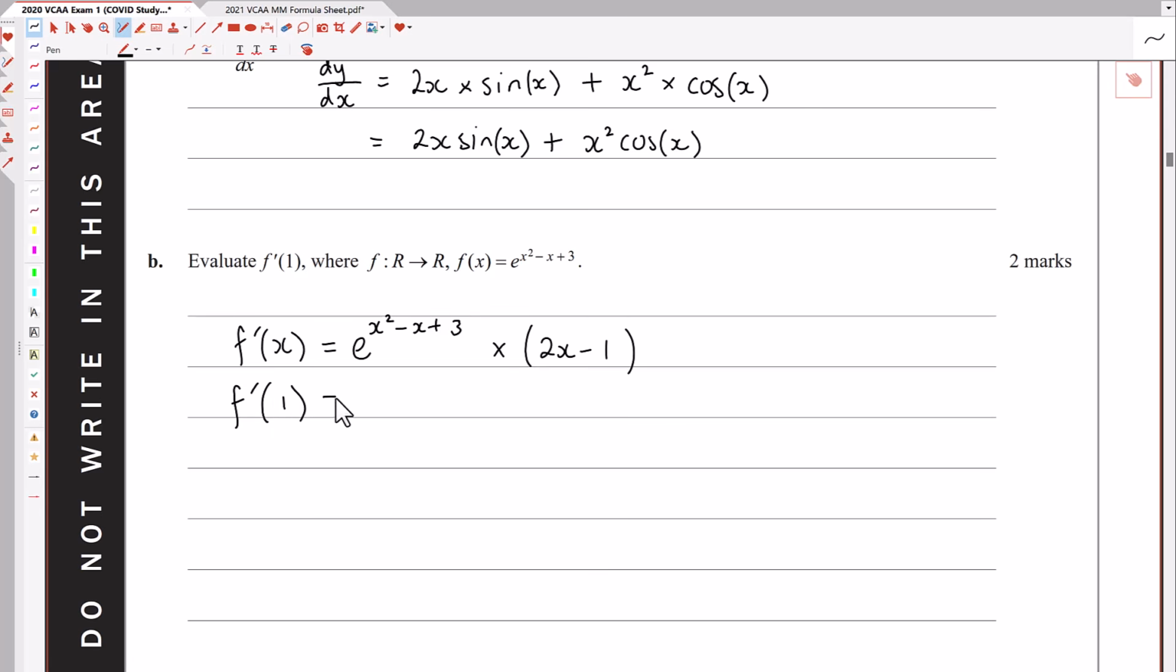So f dash of 1, we're going to put 1 into this, so e to the power of 1 squared minus 1 plus 3 times 2 times 1 minus 1. Okay, so 1 squared is 1, take away 1 is 0, and plus 3, so that's just e to the 3. And then in this bracket, 2 times 1 is 2, take away 1 is 1. Alright, so we've just got e cubed. So we've got 2 marks there. One for the derivative, and then one for evaluating that derivative when x equals 1.